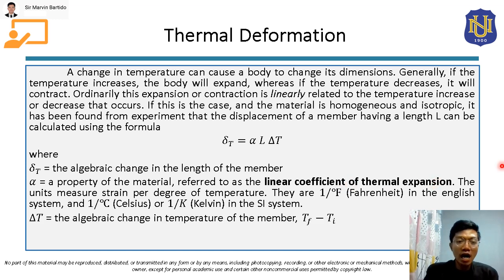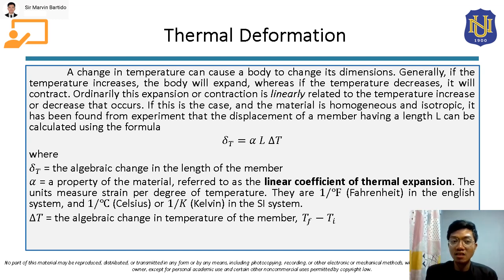Okay, so the delta T or the increment T here, class, this capital delta T is the algebraic change in temperature of the member. This is computed as the final temperature minus the initial temperature. For an increase in temperature, of course, the final temperature will be higher, so if we subtract the initial temperature, it will give us a positive value. That means the temperature increased.